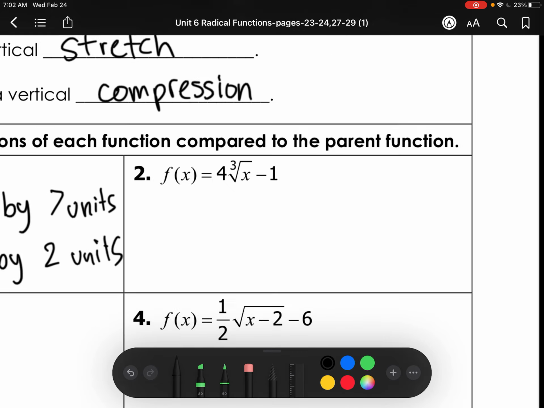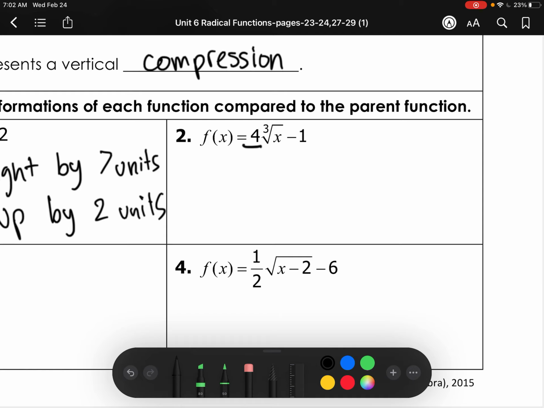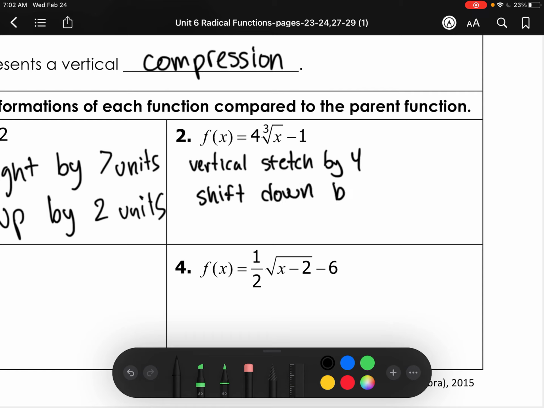And then next for number 2. So we have a is greater than 1. So this is a vertical stretch by 4. We have no h value, so the graph isn't going to shift horizontally, but we have a k value and it's negative, so it's going to be a shift down by 1.